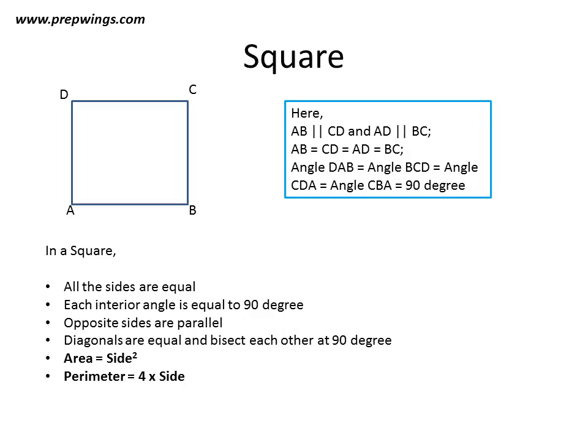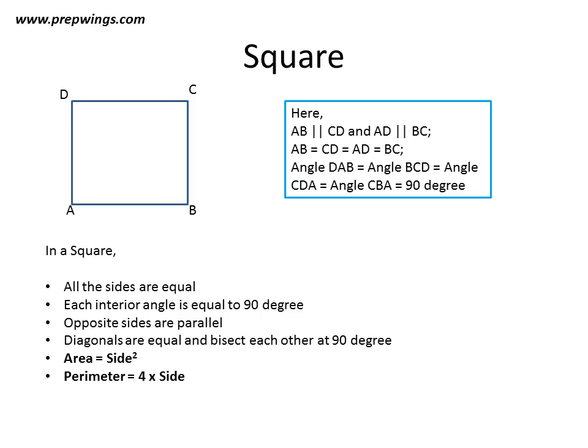Now we're going to look at square. In a square, all the sides are equal. Each of the interior angles is equal to 90 degrees. Opposite sides are parallel and equal, and the diagonals are equal and bisect each other at 90 degrees. So this is about a square.